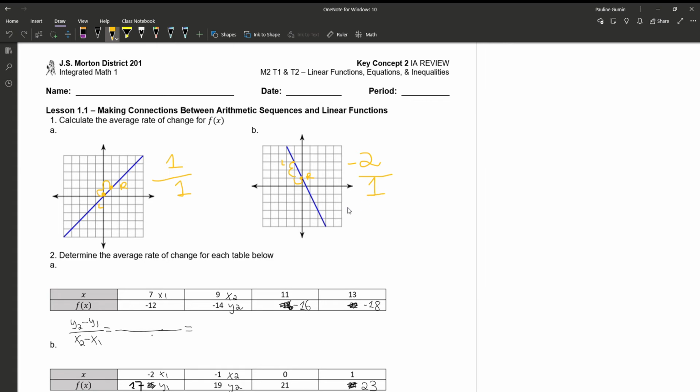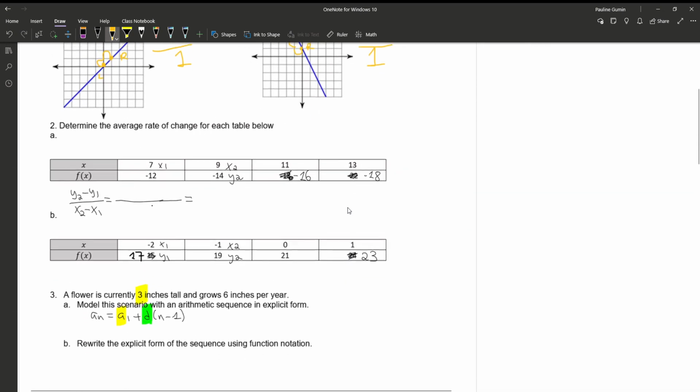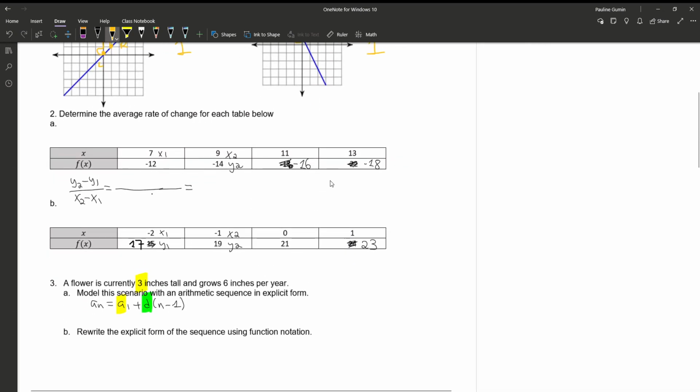Now let's do the same thing, but with a table. So here is a table with a couple of typos, but there they are, a little fixed up right here. This is the formula for finding average rate of change. So I'm going to take y2 minus y1 over x2 minus x1. I labeled x1, y1, x2, y2 on my table. Now I'm going to go ahead and plug in values.